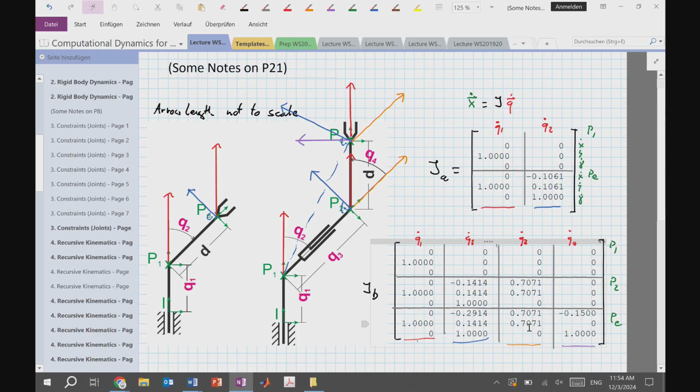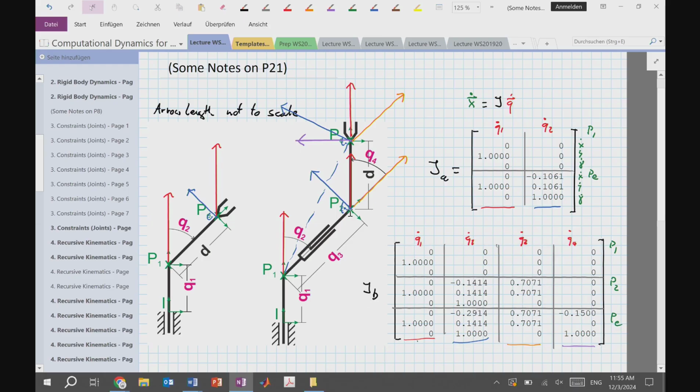Can we find a singularity for this? Can we find a situation, a configuration of the joints, where I get a loss of rank? And if we don't want to do it for PE, we could also think about this point P2 here, because if I look at P2, I see I can move it in y direction, I can rotate it, and I obviously can move it here in the x direction.